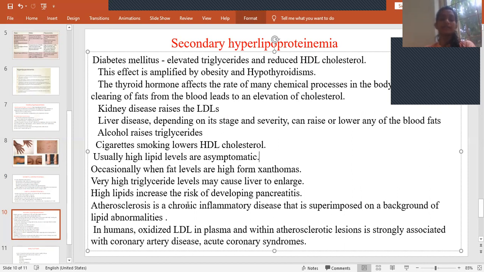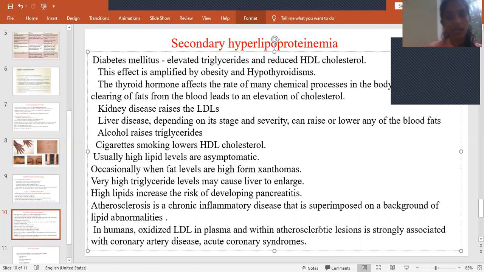And then high lipids increase the risk of developing pancreatitis. They also cause the risk of atherosclerosis, which is a chronic inflammatory disease superimposed in the background of lipid abnormalities. As we know, it is caused due to lipid abnormalities, that is, formation of atheromas. And in humans, oxidized LDL in plasma and within atherosclerotic lesions is strongly associated with coronary artery disease and acute coronary syndromes. That means if oxidized LDL is present in the plasma, it will cause coronary artery disease and acute coronary syndromes.